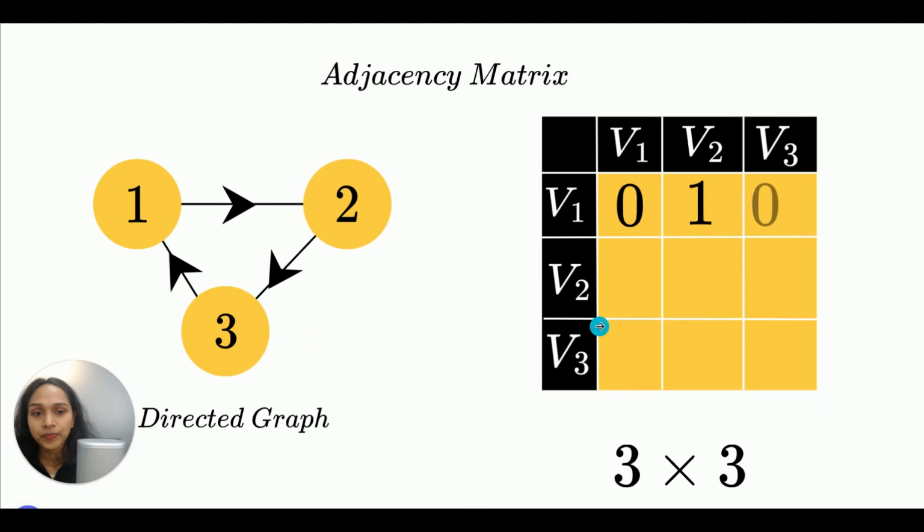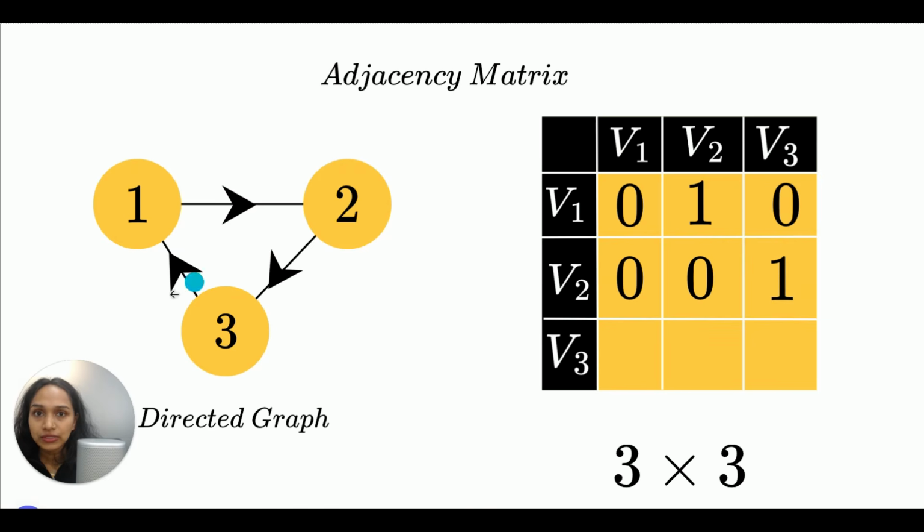So we write 0. Now consider node 2. There is no information flowing from node 2 to node 1, so we write a 0 here. There is no information from node 2 to node 2, so again we write a 0. There is information flowing from node 2 to node 3, so we have an edge here. So from node 2 to node 3, we write 1.